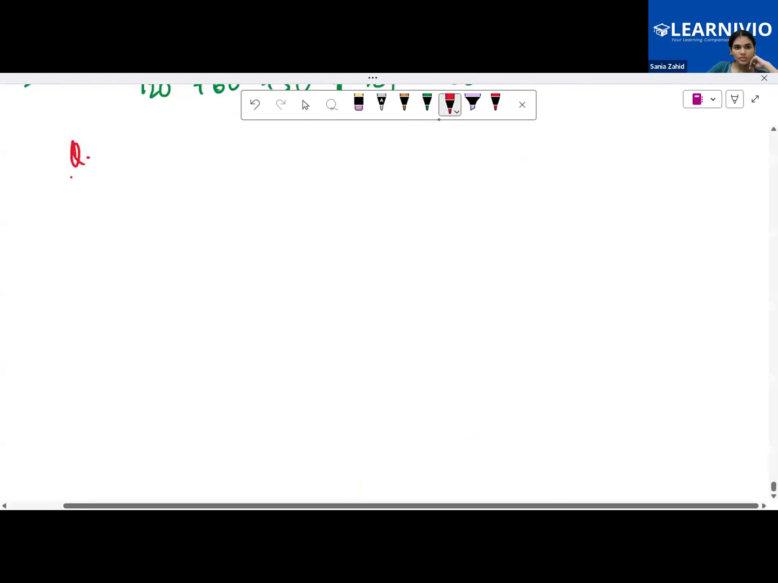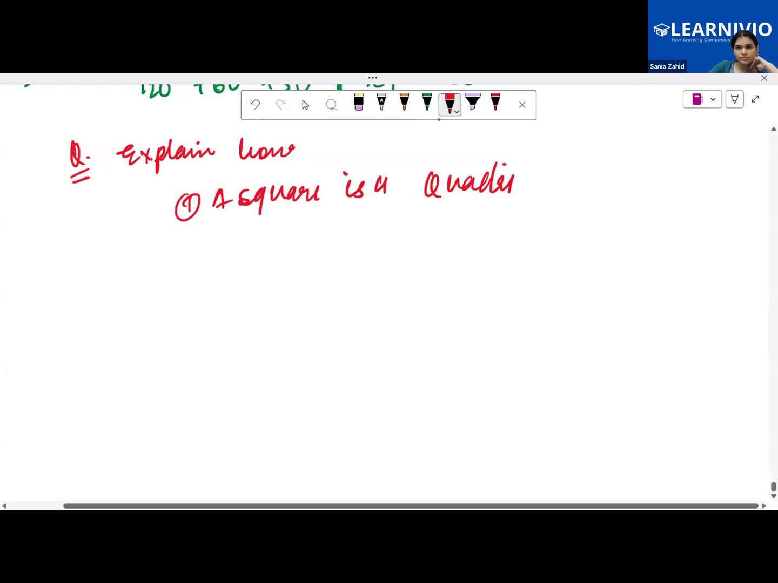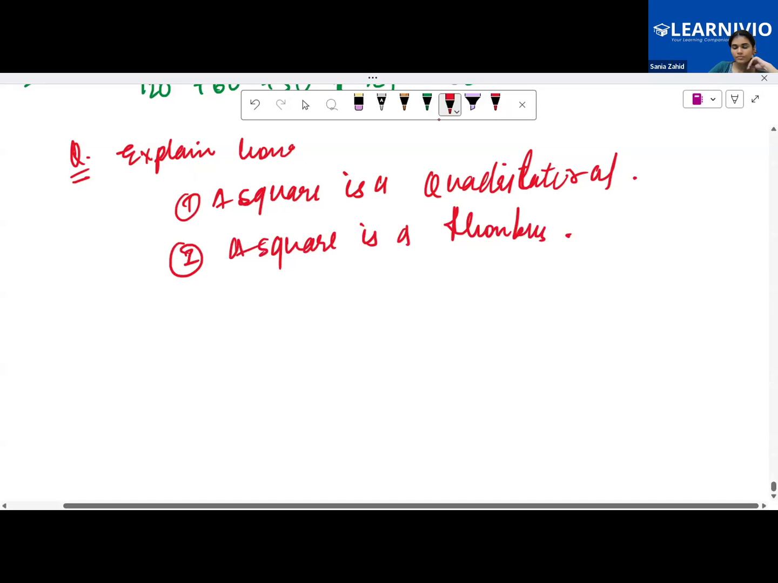Okay. Now we have the next question. You have to explain how A, a square is a quadrilateral, and B, a square is a rhombus. Okay. Solve this. Ma'am, solved.